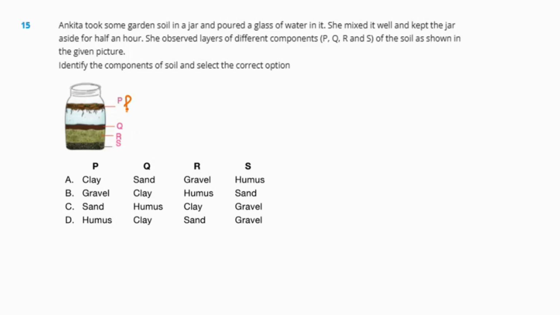In the upper part, P can be what? That is humus. Humus means dead or decayed body parts of animals or decayed matter of plants. That is humus, so that will float in the water, right? That is in the upper part. And Q, that is the finest particle, so Q can be clay. R can be sand, and S can be gravel. Gravel means small stone particles along with the sand, right? So here the correct answer is option D, that is humus, clay, sand, and gravel, that is P, Q, R, and S respectively.